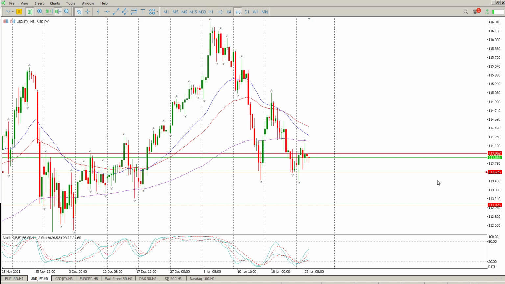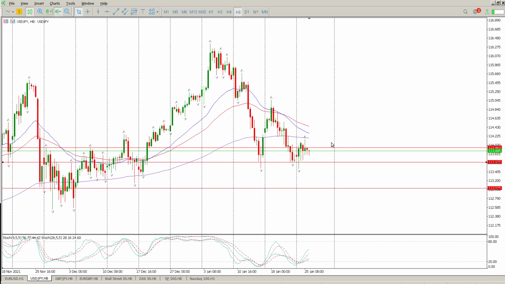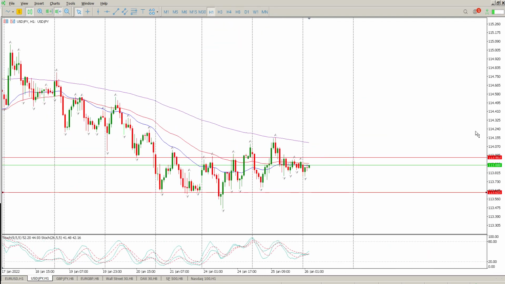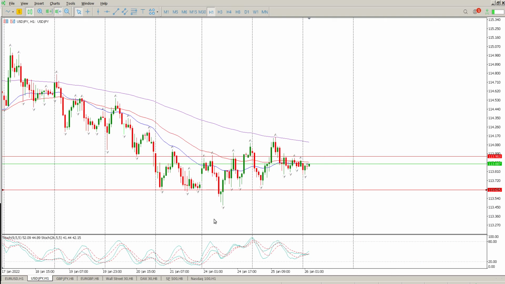US dollar, Japanese yen, pretty much the same thing, except you can see buyers accumulating here. See all these tails off the structure to the left here. Lots of buyers accumulating. Oscillators have crossed over, pointing to the upside, indicating a potential move to the upside. And if we start looking at the 1 hour, you can see what looks like a bit of a rounding bottom.